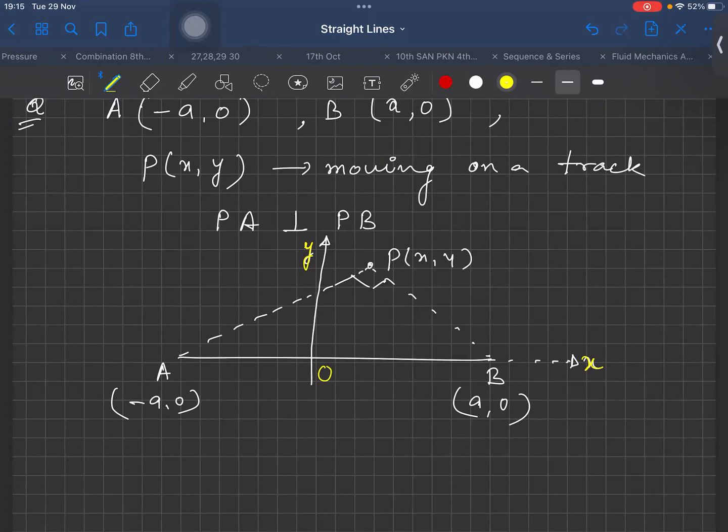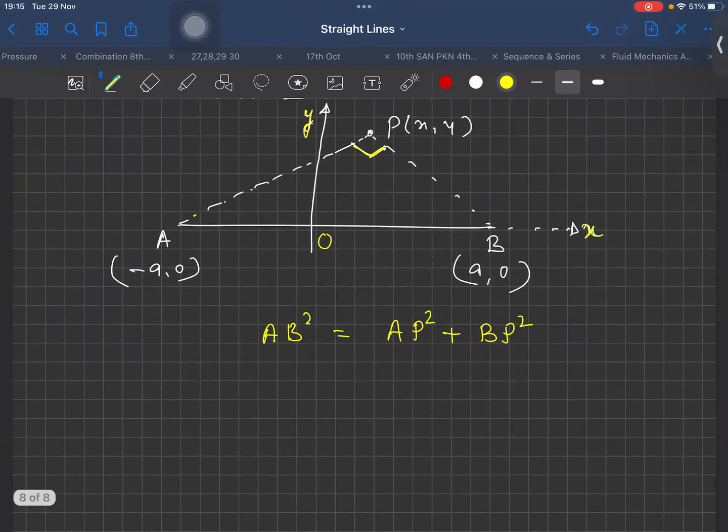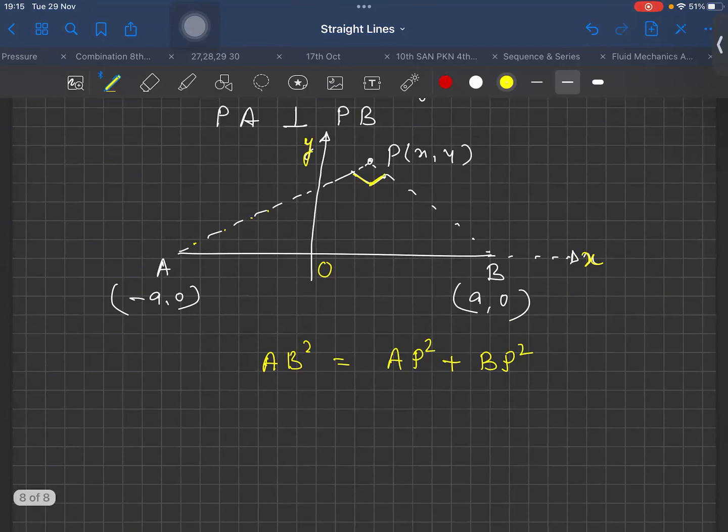And now what relation do we know? Do we know anything till now, whatever we have studied? We have only studied the distance formula, right? So we will use the distance formula. See, if this angle is 90 degrees, that means AB square will be equal to AP square plus BP square. Now find out AB. How do you find AB? Pythagoras theorem we have used.